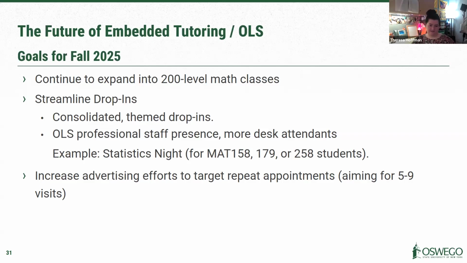Another thing that we're always aiming to do is increase our efforts to target repeat appointments. We found that tutoring is often most effective when students repeat their visits and come somewhere between 5 and 9 times. Our average for this semester, and this is off the top of my head, I believe was like 3.8-ish visits per student who came. So we're hoping to get higher into that 5 to 9 visits. And those are our goals for this semester.